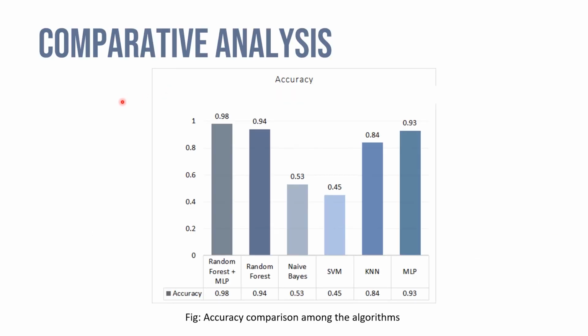From this slide we can see the comparative analysis among all the algorithms we used on our dataset. We can see random forest plus MLP, which is our proposed method, gave an accuracy of 0.98, random forest alone gave an accuracy of 0.94, Naive Bayes 0.53, SVM 0.45, KNN 0.84, MLP alone gave an accuracy of 0.93. From this we can easily see that our proposed method gave the best accuracy compared to the rest.